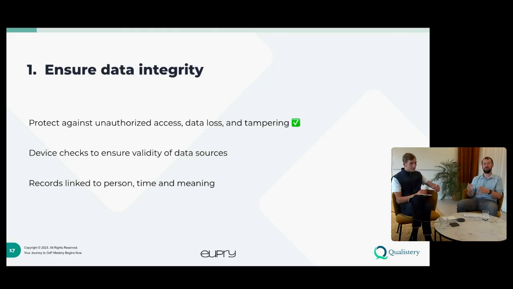Also, in terms of data integrity, we need to make sure that records are linked to person, time, and meaning. And it's mentioned in several places in Part 11 requirements. It basically means that if we have a digital record that says you, Adam, did something, we need to ensure that that record is linked to a specific person, to a specific time, and to a specific meaning. So what was it that you were trying to achieve? Again, think back to paper records. Whenever you're signing off on something, you're probably signing off that you did some action, and that action needs to be in there.